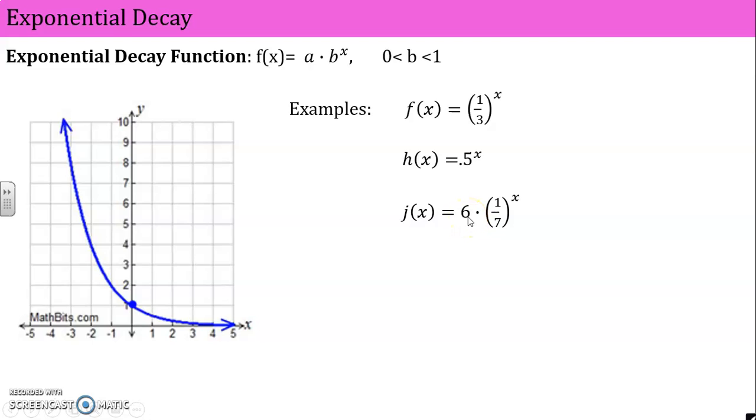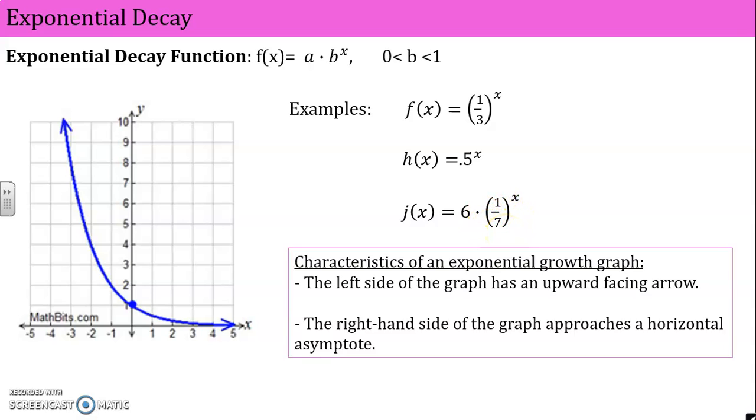The 6 doesn't mean that it's classified as growth because it's this base that has to be between 0 and 1. And here are the characteristics of an exponential. Oops, that says exponential growth. It's not supposed to. Let me change that.